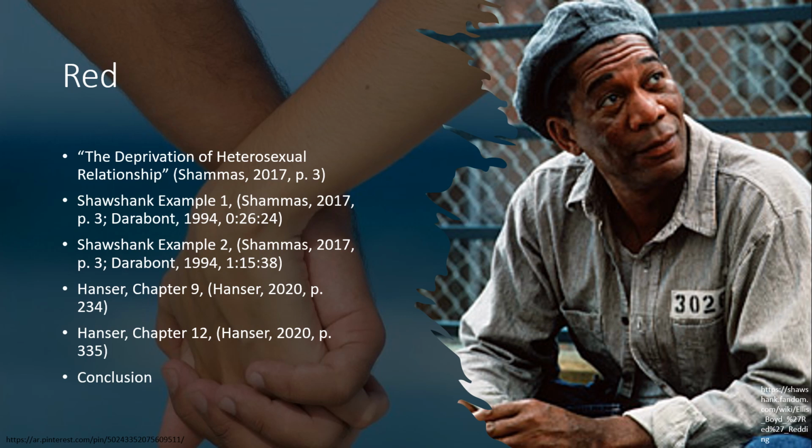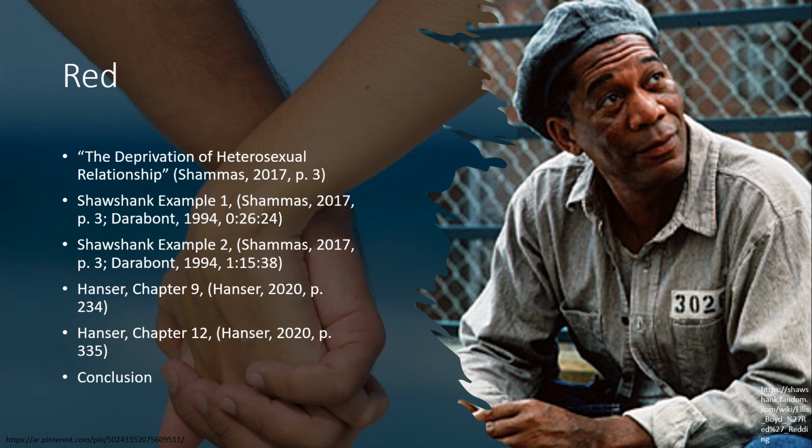The second Shawshank example comes from Darabont 1994, 1 hour, 15 minutes, 38 seconds. This is where Red is sitting in a cell. There is a picture of a woman behind him. It can be reasonably assumed that this woman is a representative of his lack of heterosexual relationships.